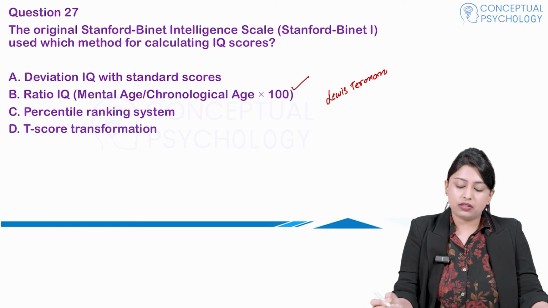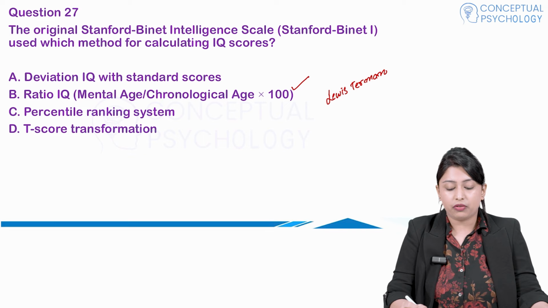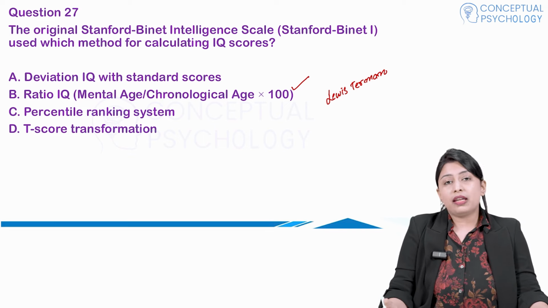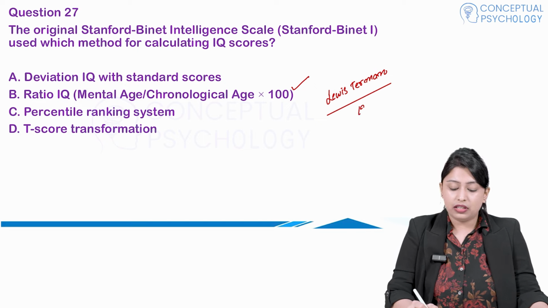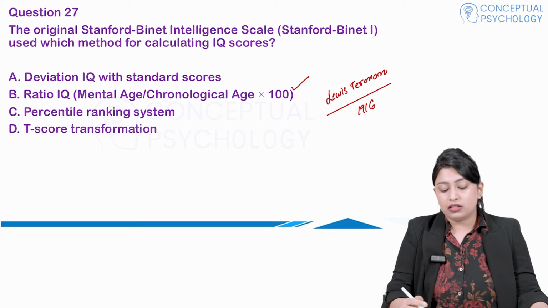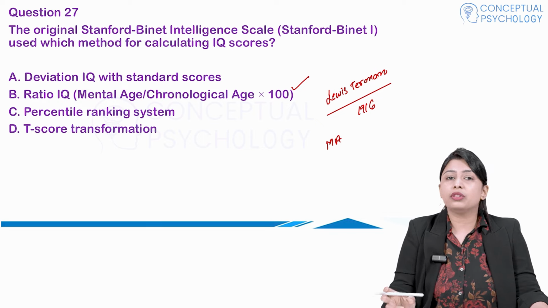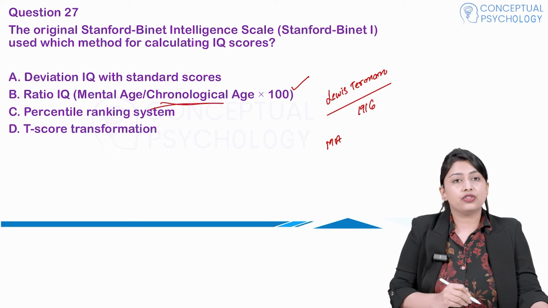Questions on intelligence are very important. They keep on getting repeated every year. We see a large number of questions from intelligence and personality. So this method was developed by Lewis Terman at Stanford University in 1916. It was based on Alfred Binet's concept of mental age, the intellectual level at which a child functions compared to the average performance of children at that chronological age.